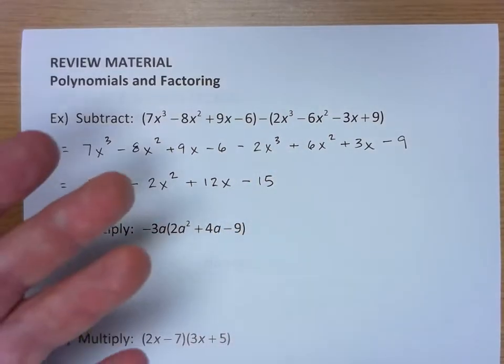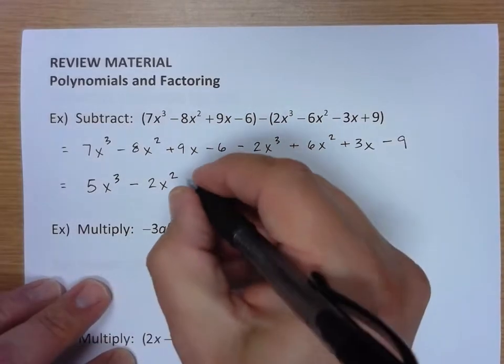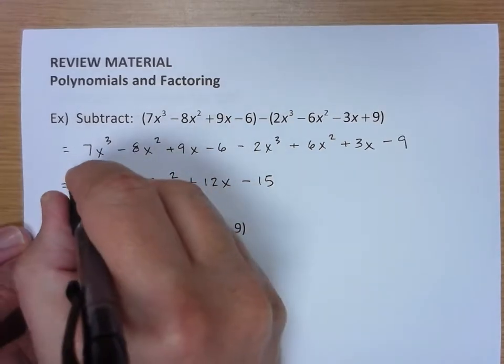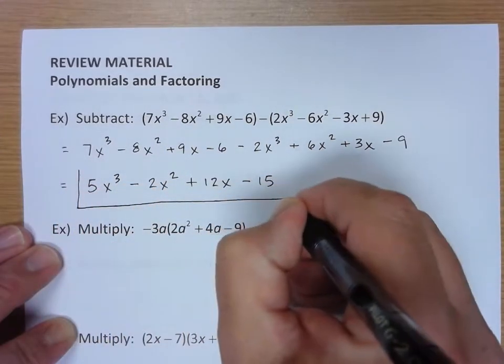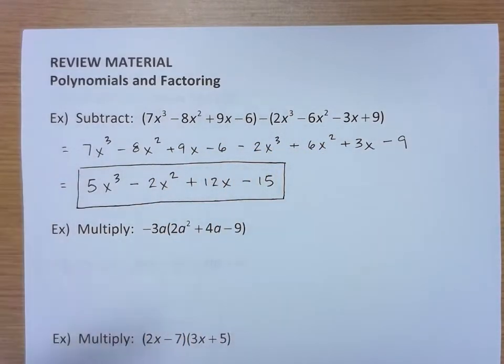Now, the purpose of this was just to subtract. You don't have to do any more arithmetic to this. You're just looking to get a drill on combining like terms and simplifying a polynomial with addition or subtraction. So once you've got the final simplified result and there are no more like terms to combine, you're finished.